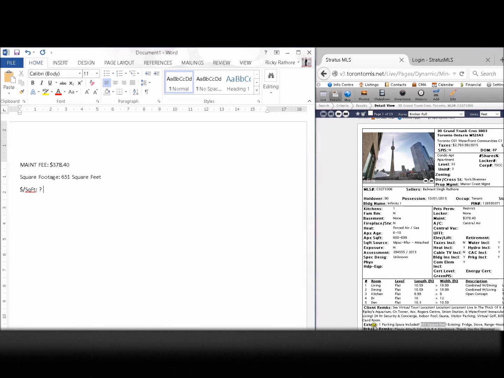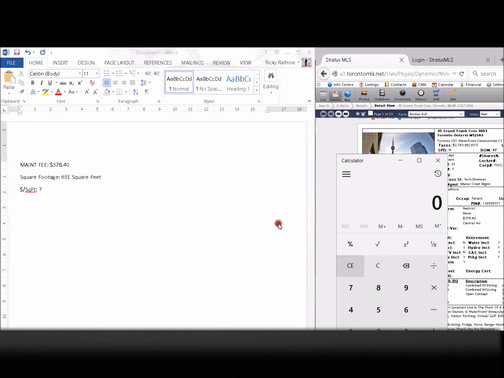In order to do this, it's a very simple calculation. All you do is take 378.40, and you divide that by 651, and this gives me a total of 0.58125. Okay, we can just cut it at 0.5812. Now, I've got all three of these.